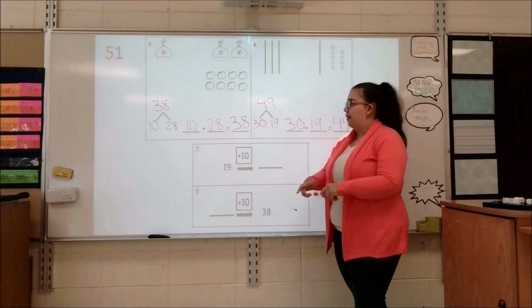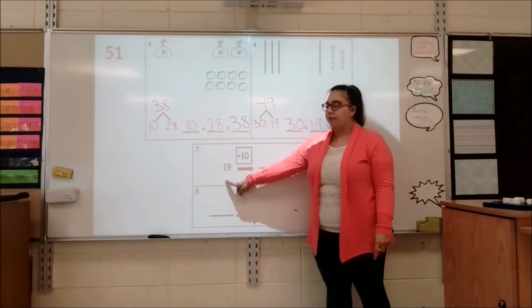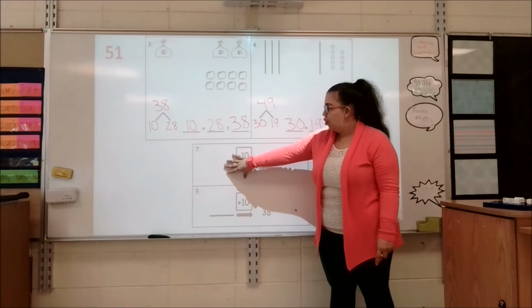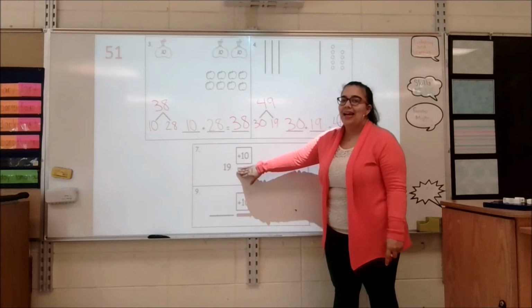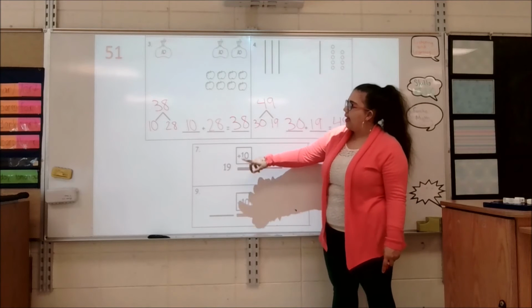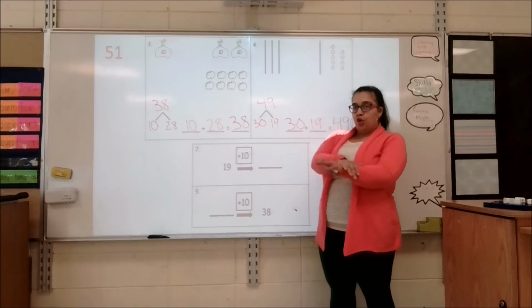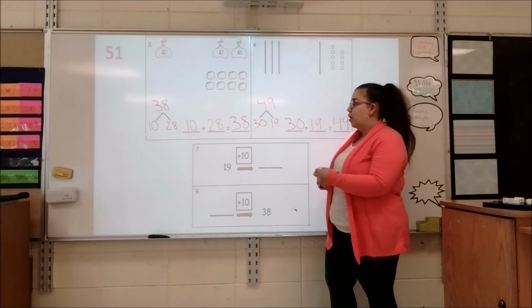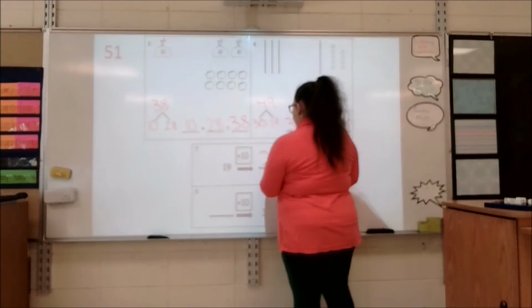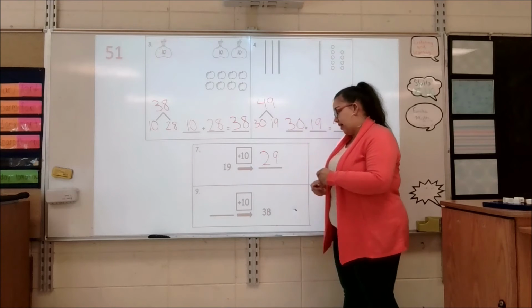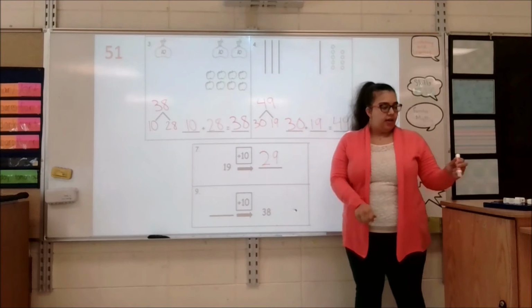And what are we doing? What's happening here? We have our part, which is 19. We're going to slide to the right by adding an additional group of 10. So 19 plus a group of 10 is 29. Good job.